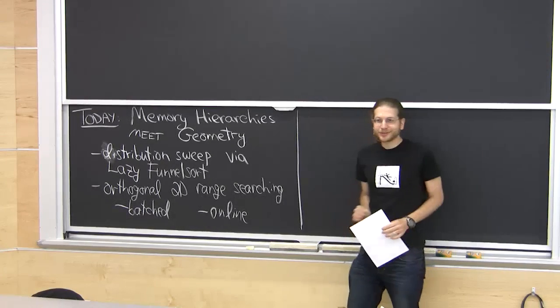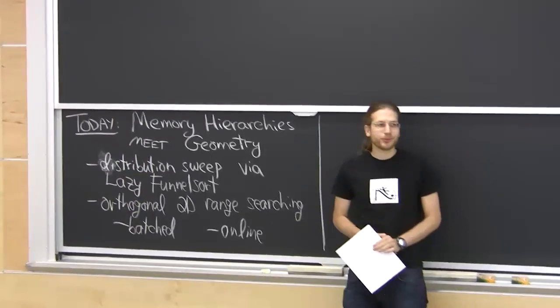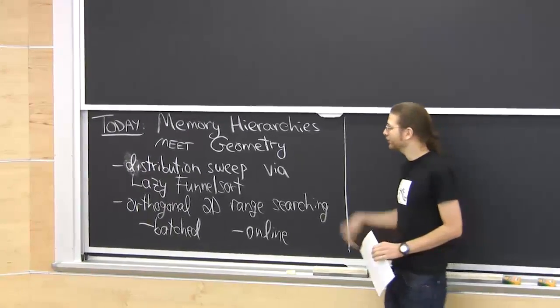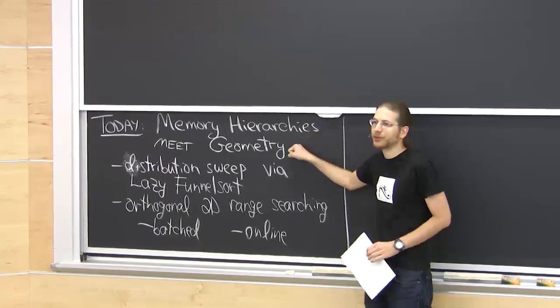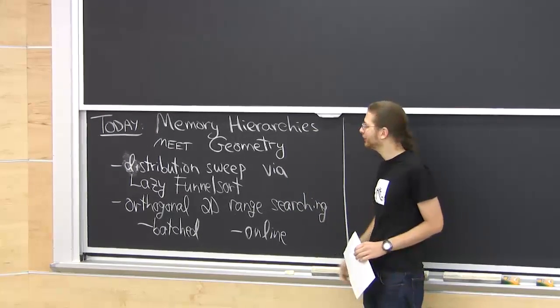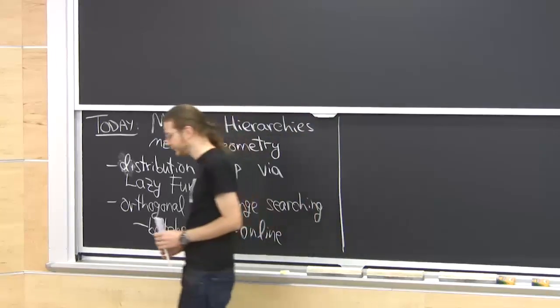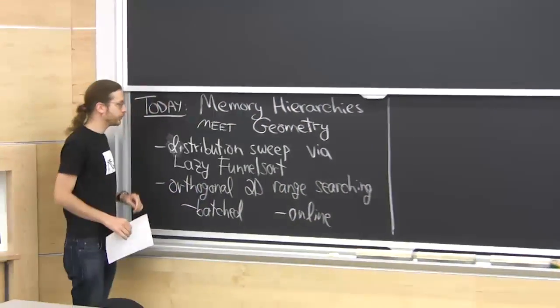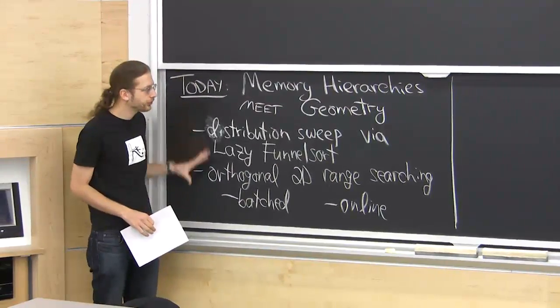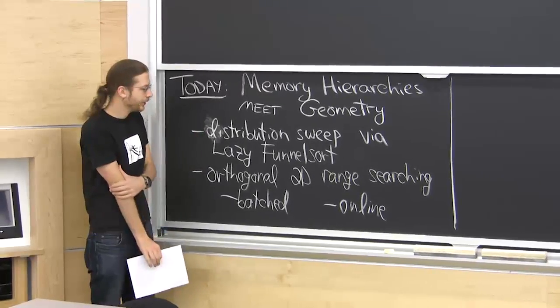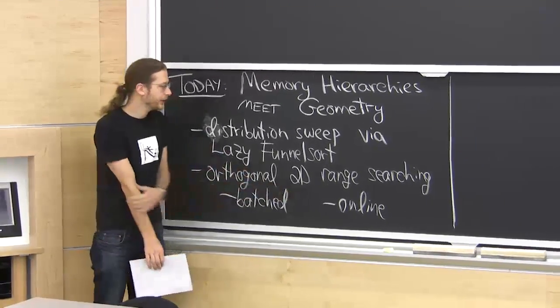All right, today we're going to do some crossover between two kinds of data structures, memory hierarchy data structures and geometric data structures. And this will be the final lecture in the memory hierarchy series at the end of cache-oblivious. So we're going to look at two-dimensional geometric data structure problems, both offline and online.